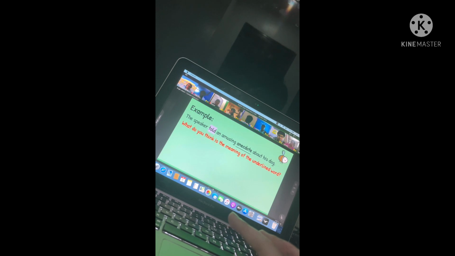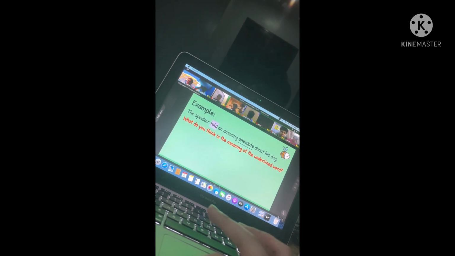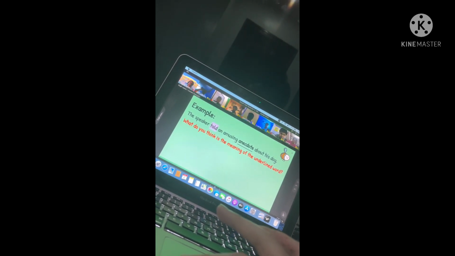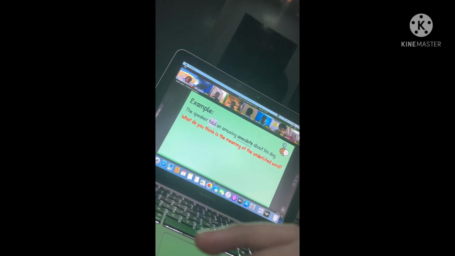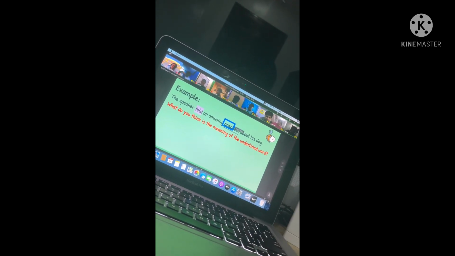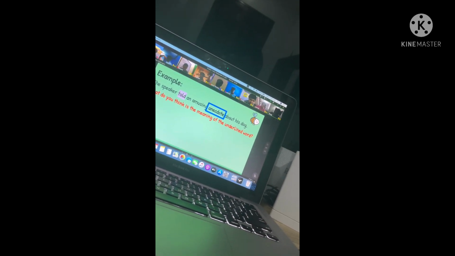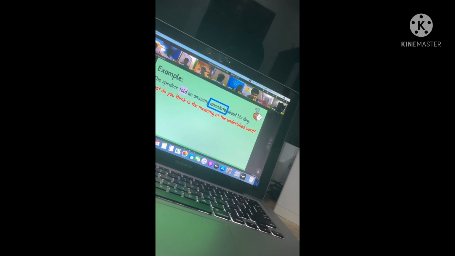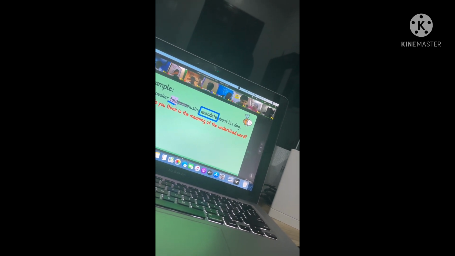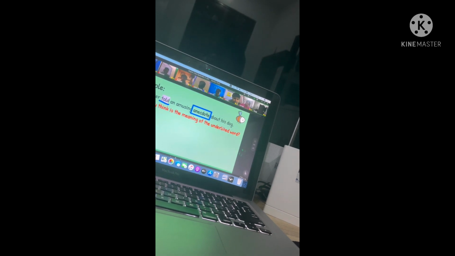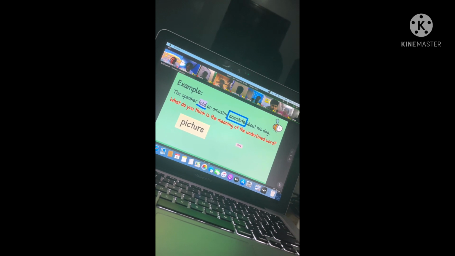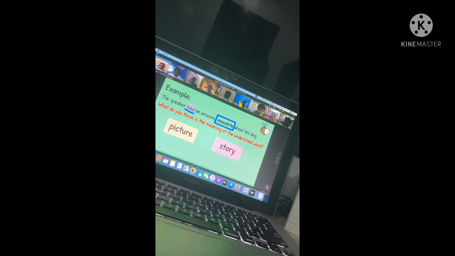So we have an example here. The speaker told an amusing anecdote about his dog. So what do you think is the meaning of the underlined word? So ano kaya ang meaning ng anecdote? Okay? Ano kaya meaning ng anecdote based sa nabasa niyong context clue, which is told? What is the meaning of it? Is it A, picture, or B, a story?